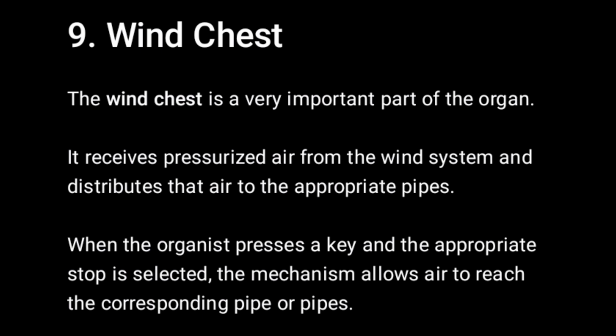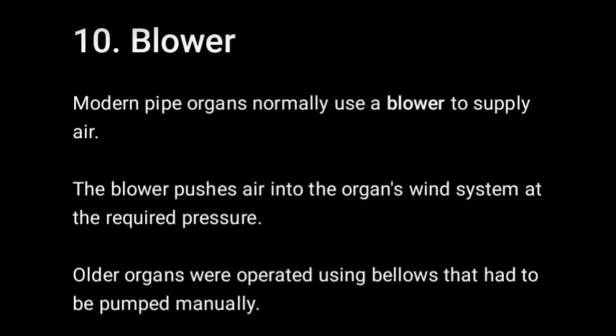Air supplied by the organ's wind system is stored or directed through the wind chest. When the organist presses a key and the appropriate stop is selected, the mechanism allows air to reach the corresponding pipe or pipes. So the wind chest plays a vital role in connecting the organist's actions at the console with the pipes that produce the sound.